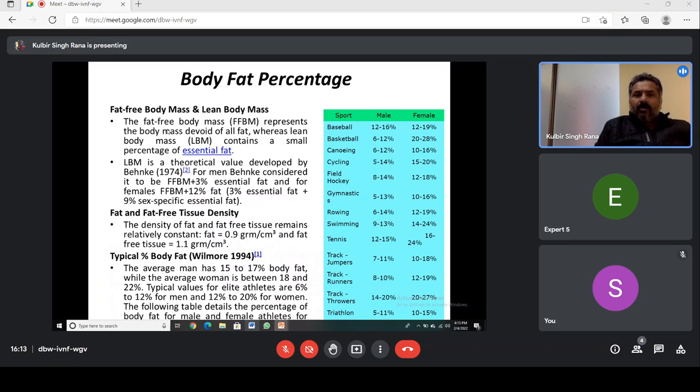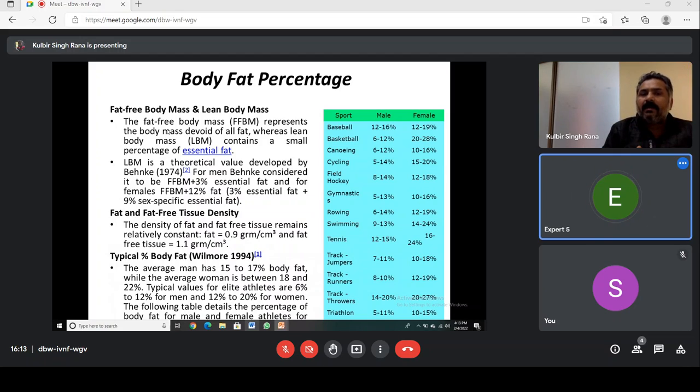So what are fat-free body mass or lean body mass? I think you know these terms, right? Yes, sir. Fat-free body mass is the body weight divested of all the fats, whether essential or non-essential fat. Removing all those fats, the remaining mass will be fat-free body mass, right? Lean body mass is the body with the essential fats. This term was given by Behnke in 1974, right?